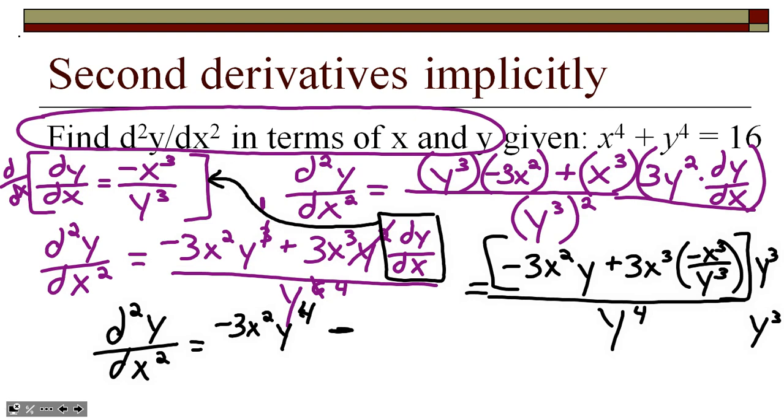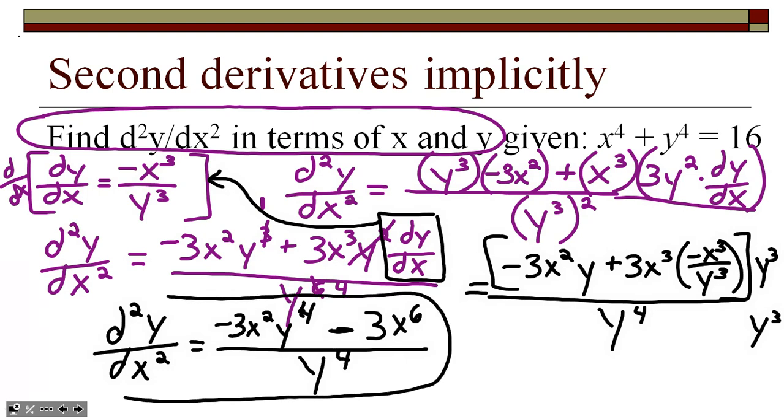We get minus 3. We're going to add the exponents, x to the 6th. The y cubes cancel, and then everything all over y to the 4th. And remember, we can't cancel the y to the 4th because there's only one term on top of it. If we wanted to, we could do some factoring, but we're just going to leave it like that.